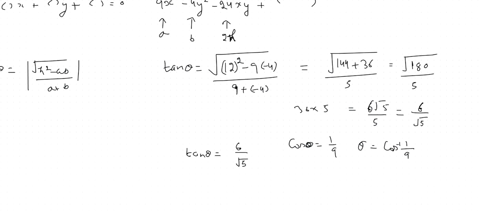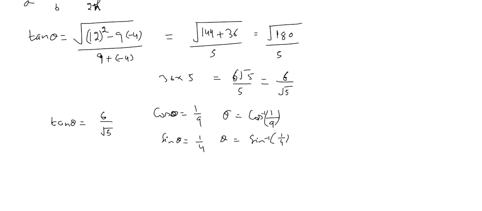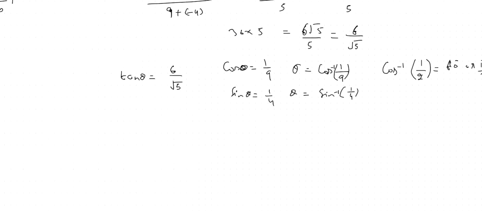Let's say if I have sine theta is equal to 1 by 4. So theta will be sine inverse 1 by 4. And if you can link it, you will be having cos inverse 1 by 2. So cos inverse 1 by 2 is the angle for which cos theta is 1 by 2. So that will be 60 degree or pi by 3. So on the similar lines, if tan theta is 6 by root 5, so theta is simply tan inverse 6 by root 5. So now let's see which option.